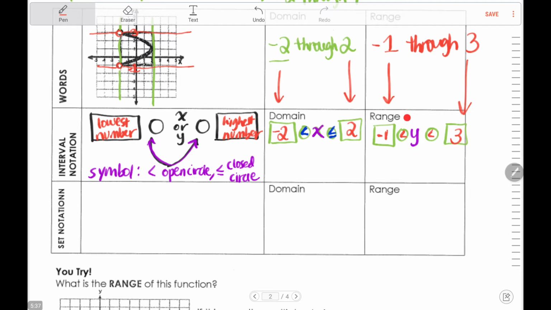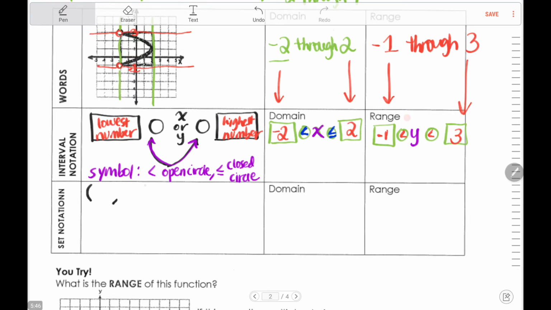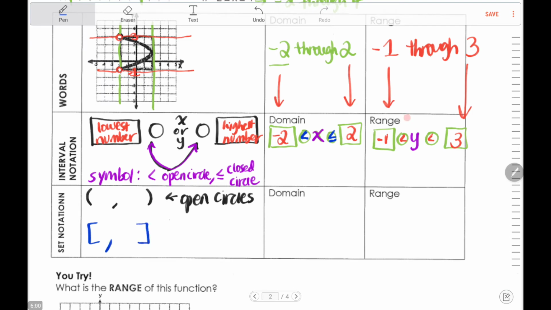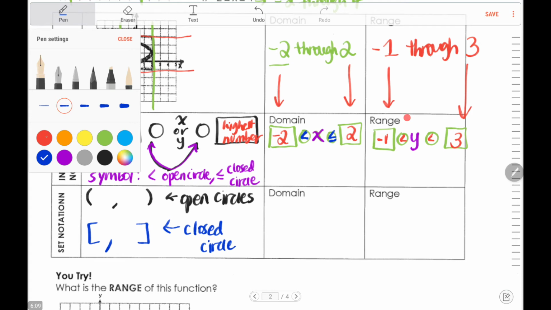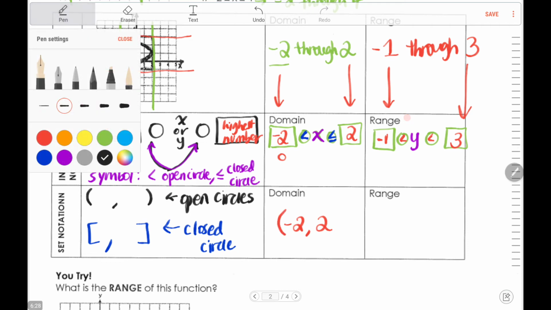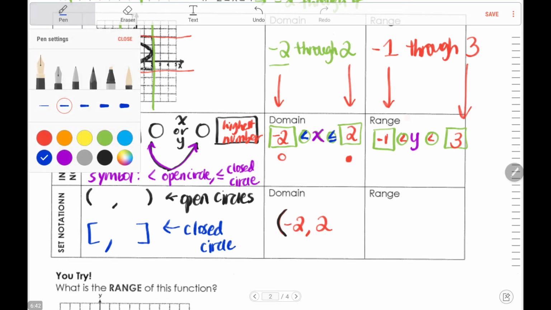Let's scroll down for set notation. For set notation we use parentheses, comma, parentheses when there are open circles. And we use brackets for closed circles. Let's start by copying down the values. I know it's -2, 2. It's just saying -2 through 2. At -2, there was an open circle, so I'm going to make sure I put a parenthesis for open circle. And at 2, there was a closed circle, meaning the dot was shaded in. There was an actual point at 2. So in this case, I'm going to use a bracket for closed circle.